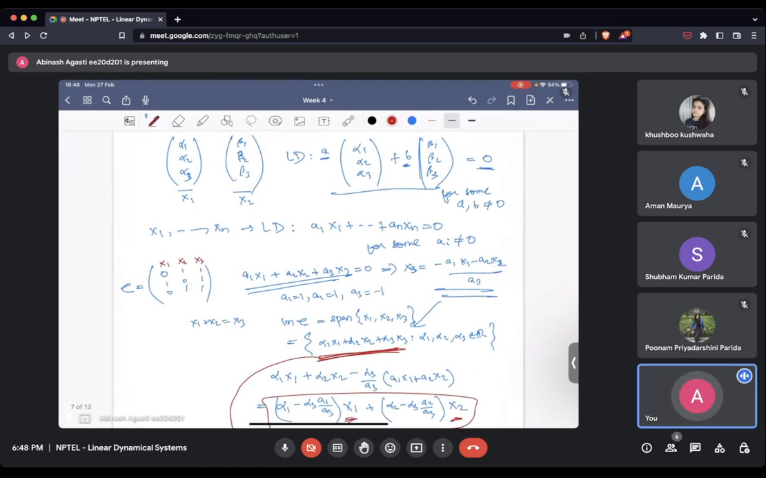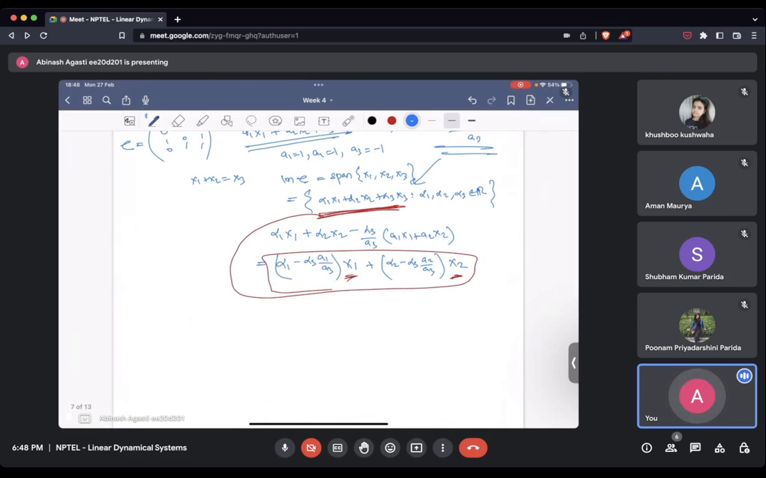So what do we have now? Tell me, what is the image of C? How can I write it as a span of two vectors? Which two vectors should I choose? It is evident here, right? Any vector of this general form can be written as a linear combination of these two vectors. So I can essentially write this as span of x1 and x2.